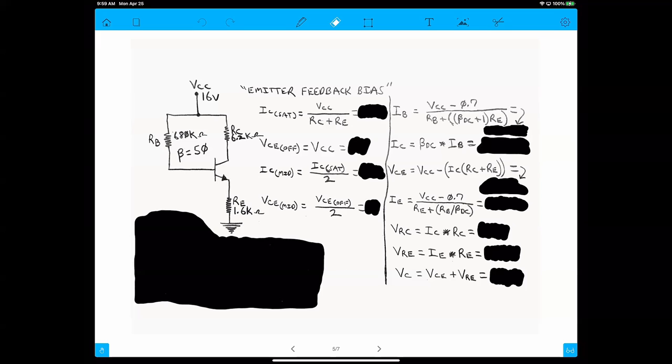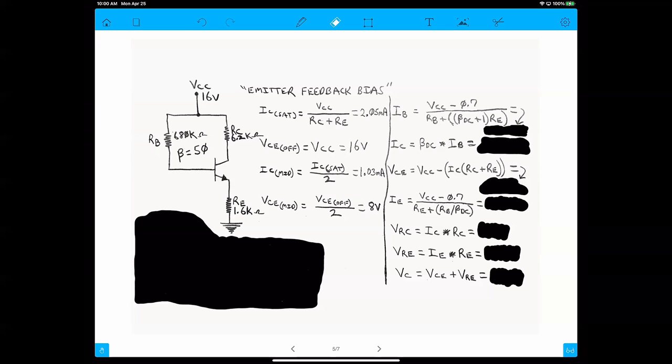All right, let's go through these and make sure you have the correct answers here. On the first one, I think everybody had this. The IC sat was 2.05 milliamps. Those are all basic values, nothing really fancy there. Our VCE off is going to be equal to VCC, which was our given 16 volts. And then our midpoints are just going to be half of what our IC sat was and our VCE off. So I think everybody got that.